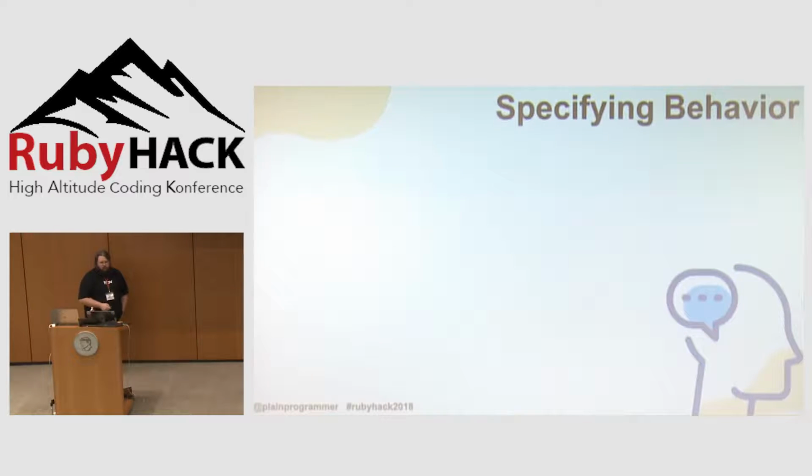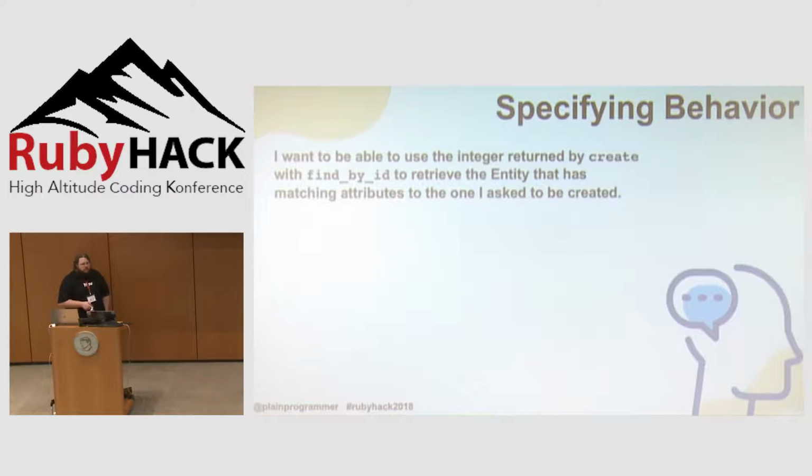And so taking this specification idea a bit further and thinking about the behavioral safety that we want from a repository interface, we can say that I want to be able to use the integer return from the create method with find by ID and to retrieve the entity that has the matching attributes of the one that was previously created. So I want to be able to turn around and take the value from one of these methods, use it to call another, and get back what I expect.